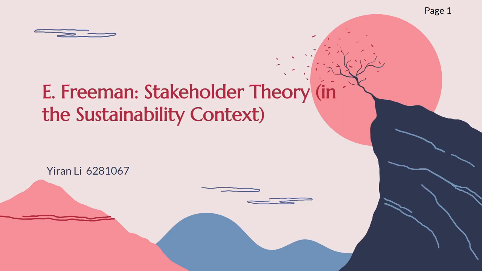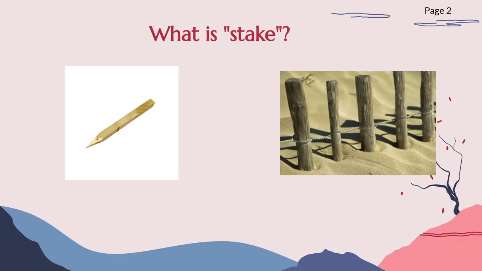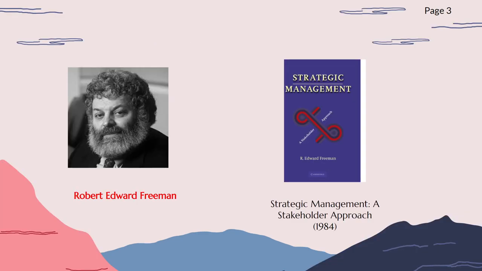So before I start my presentation, I have a question for you. What does stake mean? It is a stake, and if we connect many stakes together, it becomes a fence. If any one stake breaks, the fence becomes unstable. If you imagine this fence as a company, then if any of the stakes break, the company could be at risk.